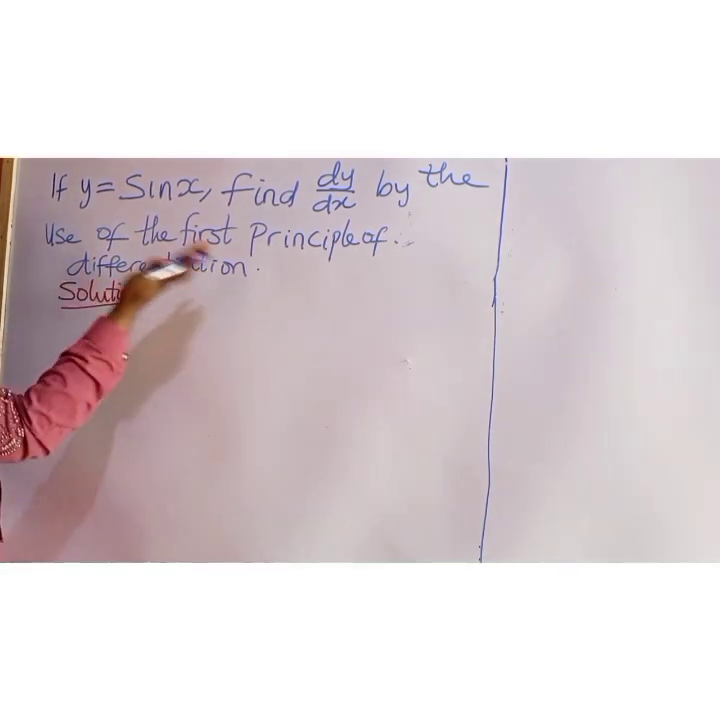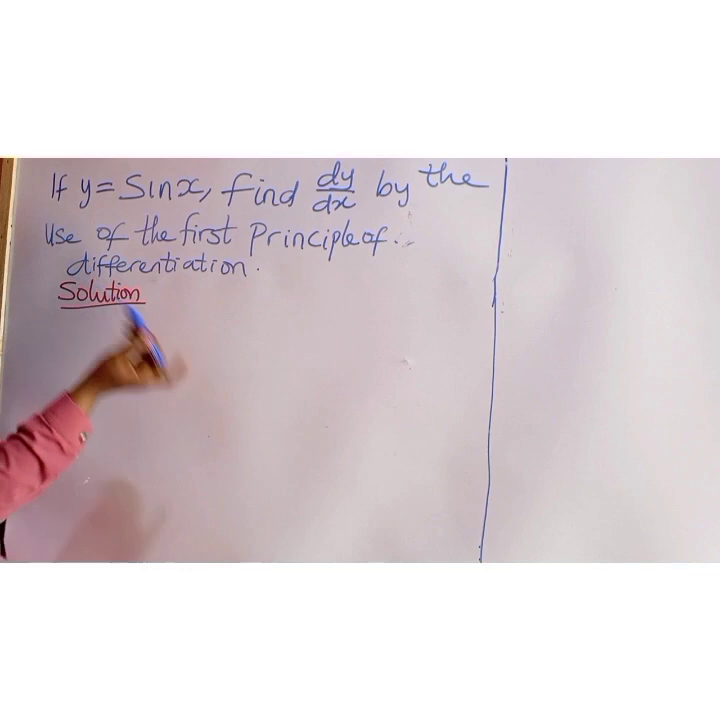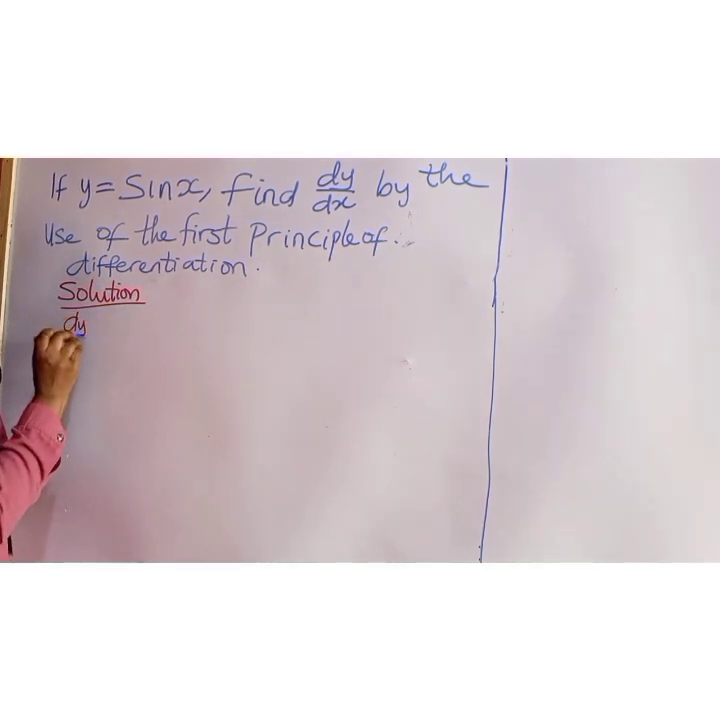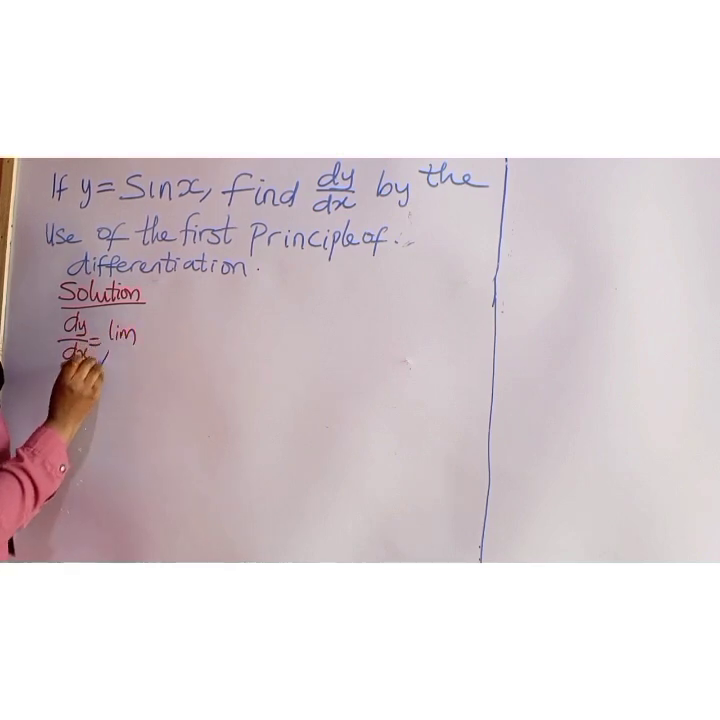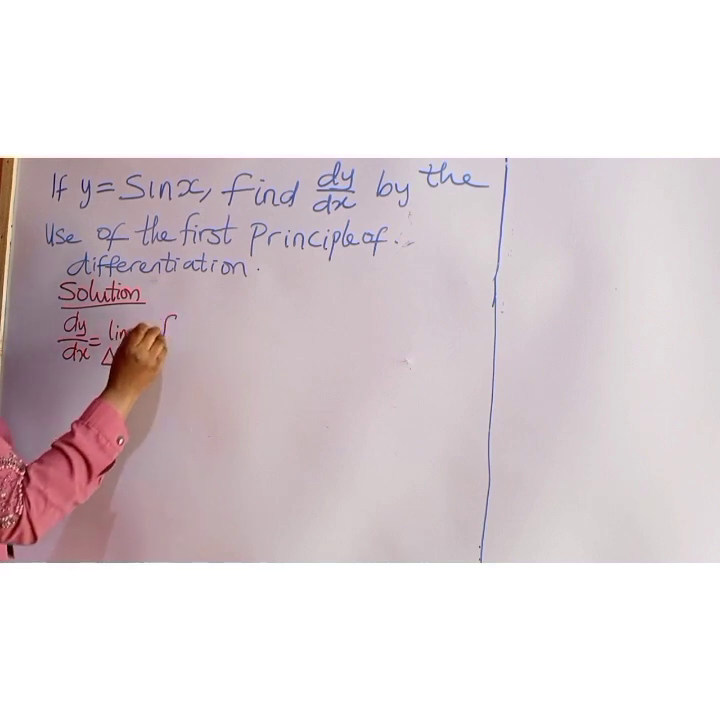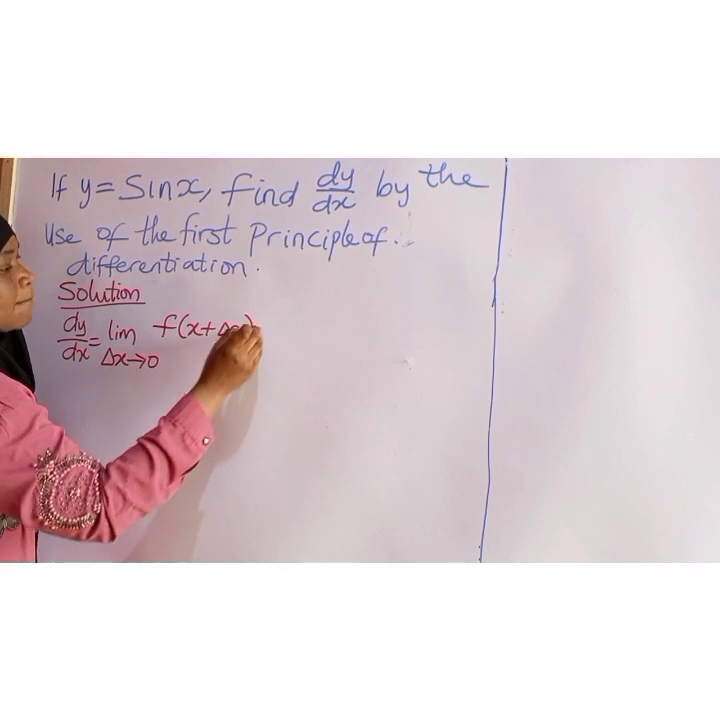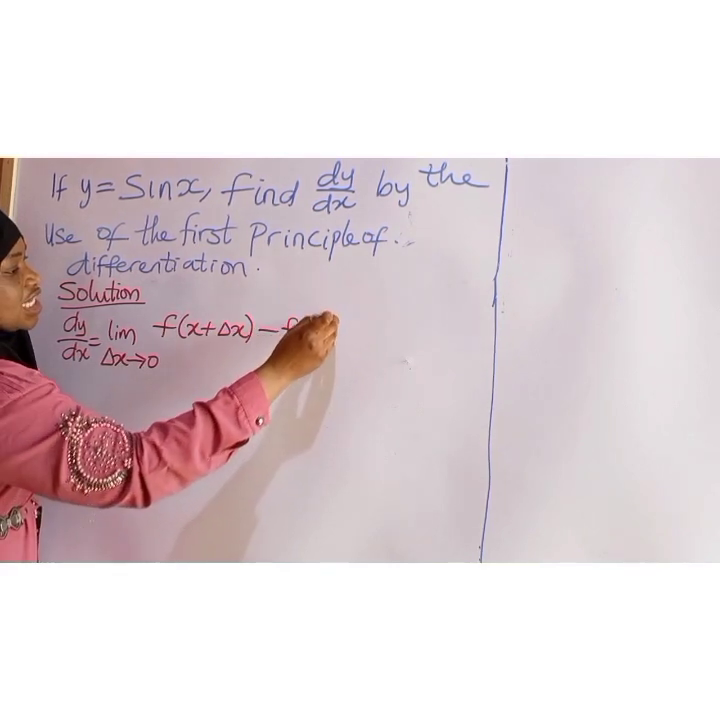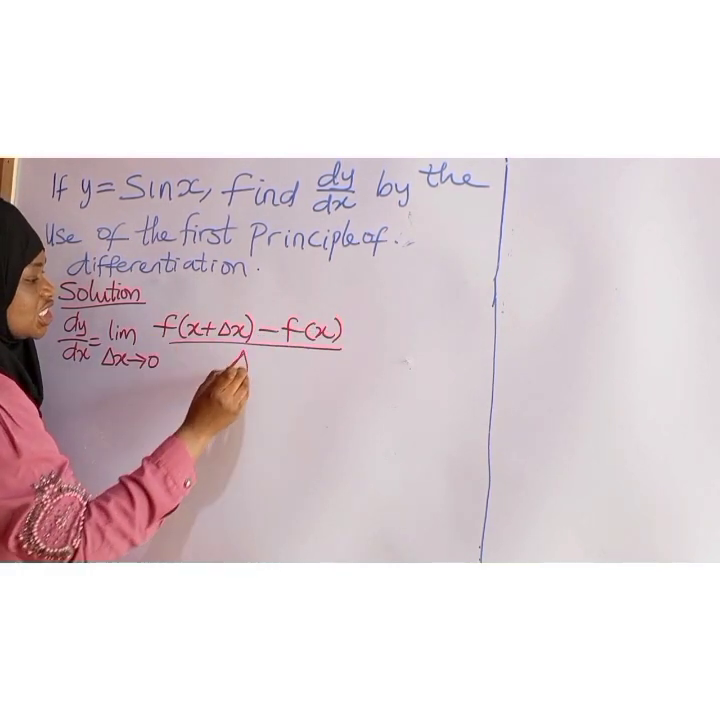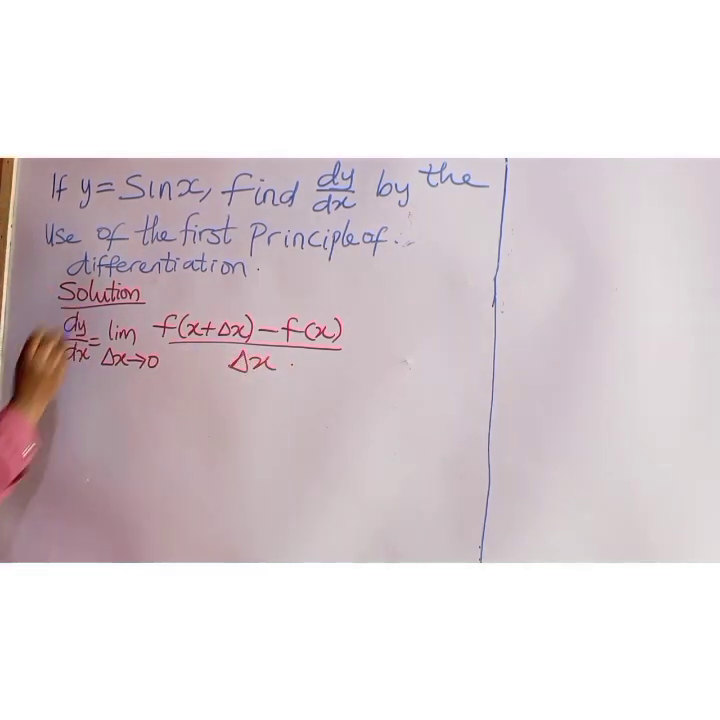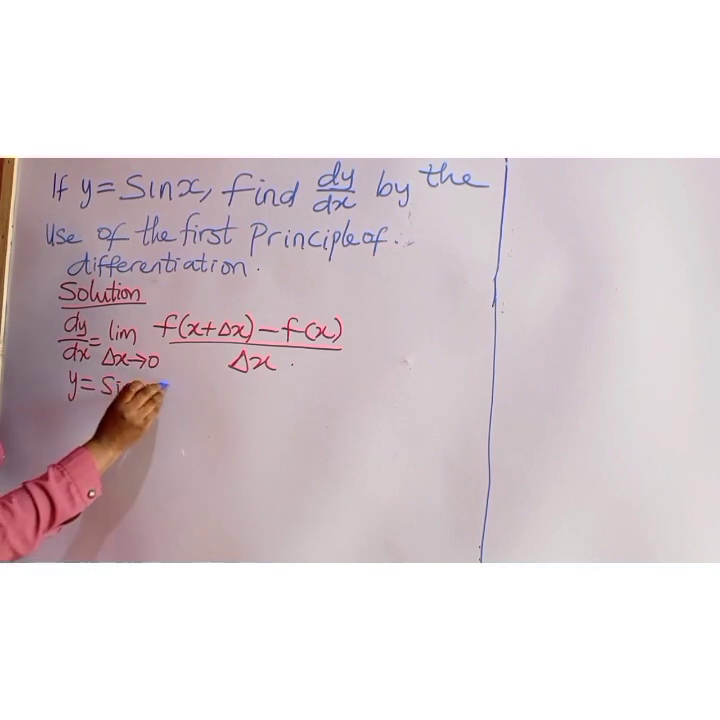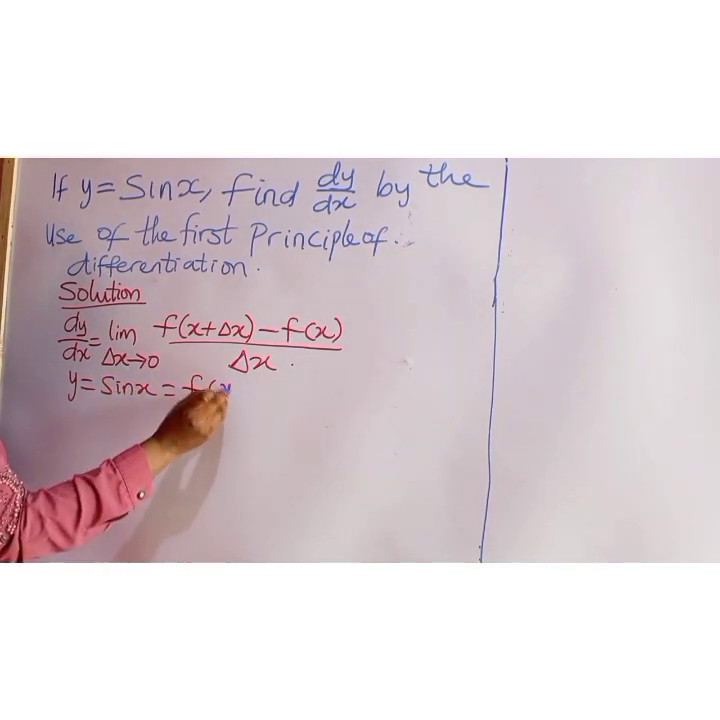The formula for the first principle of differentiation, you know that dy/dx is equal to the limit as change in x tends to 0 of f of x plus change in x minus f of x, divided by change in x. Here y is equal to sine x, which is the same thing as f of x.